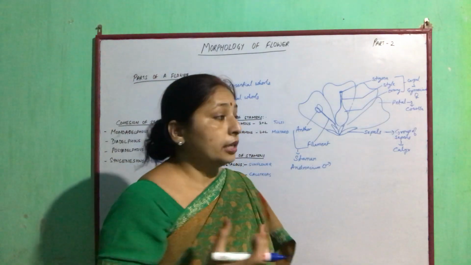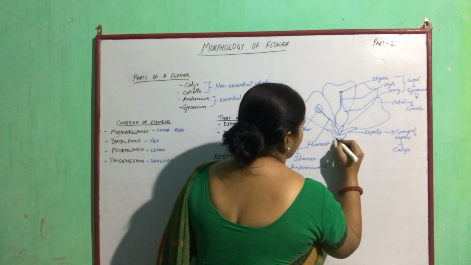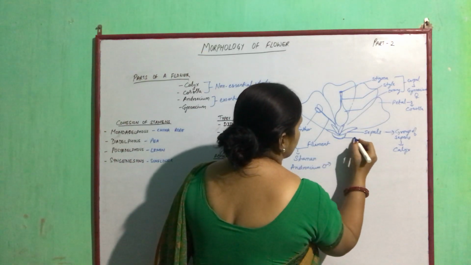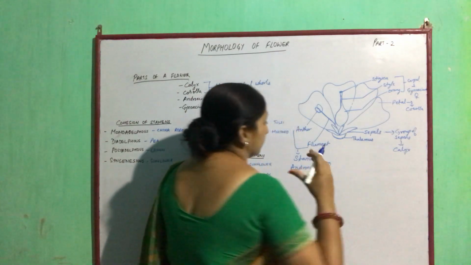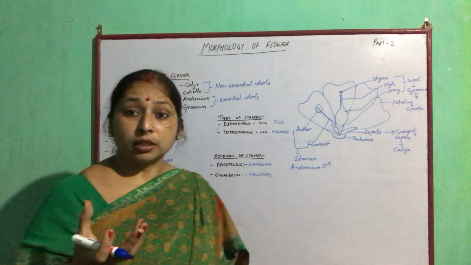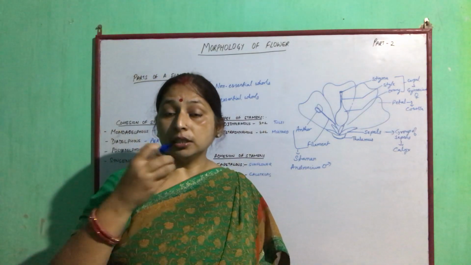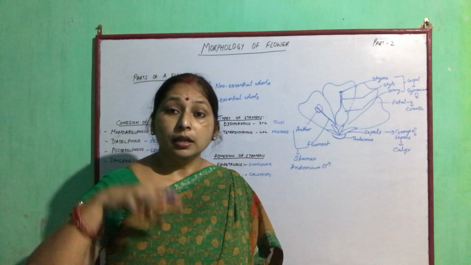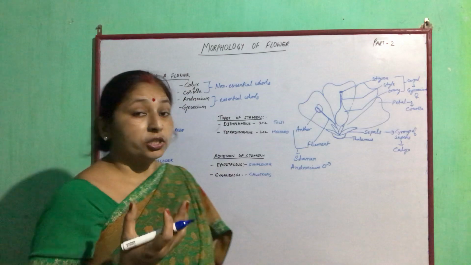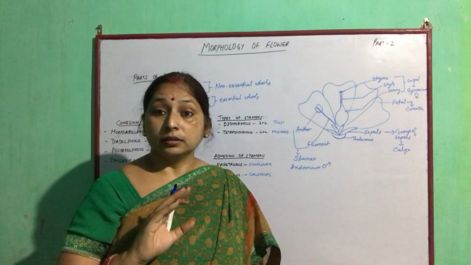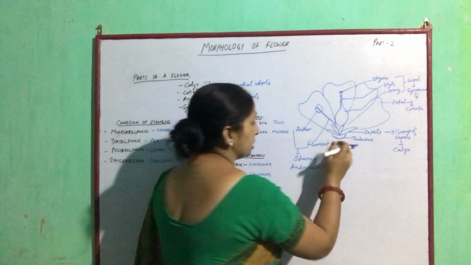But this flower is always on a swollen base, and this base is termed the thalamus. The thalamus is a swollen structure on which the essential and non-essential whorls of a flower are placed. The arrangement of these structures may differ, and there are different terms for their arrangement. So the thalamus is the base.